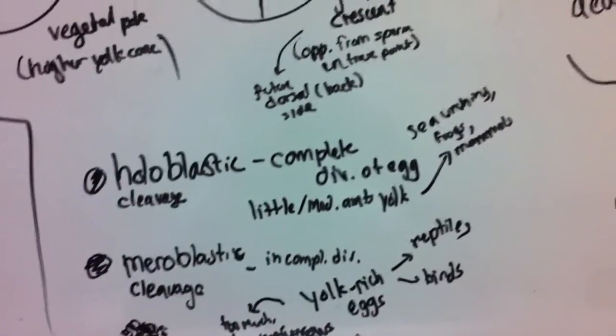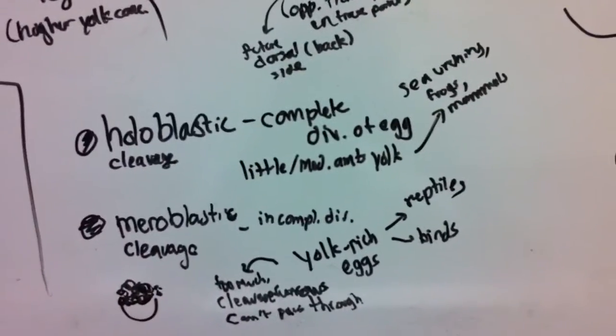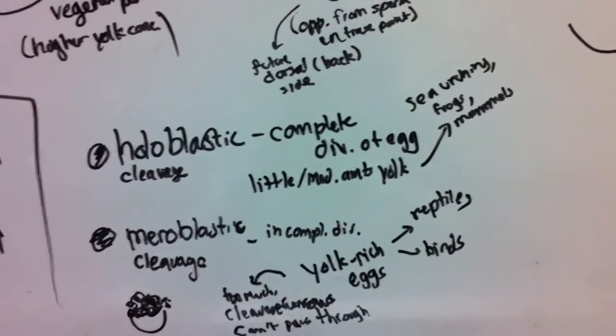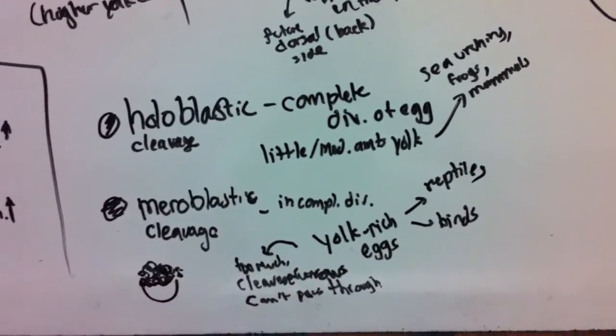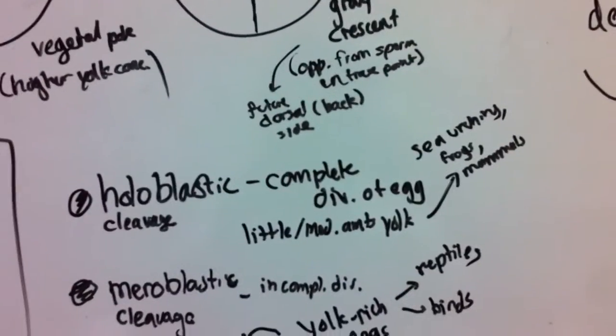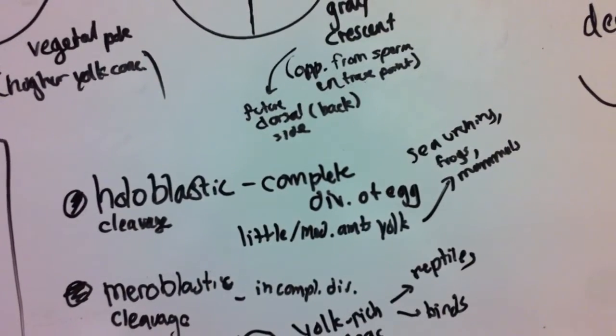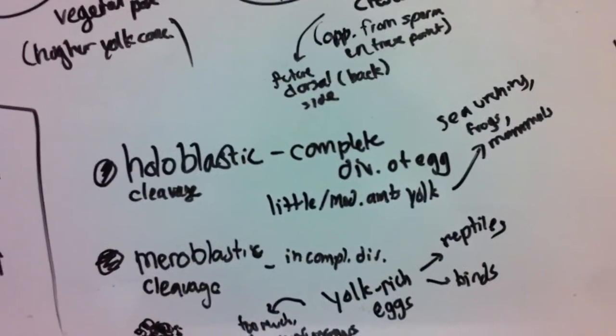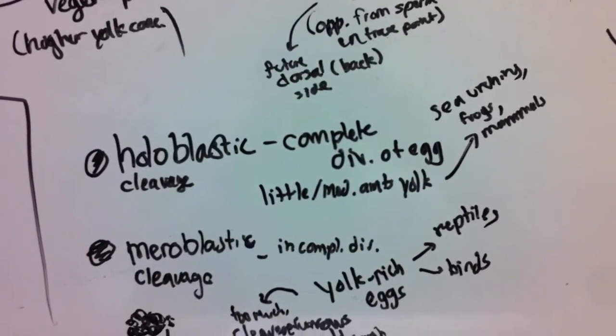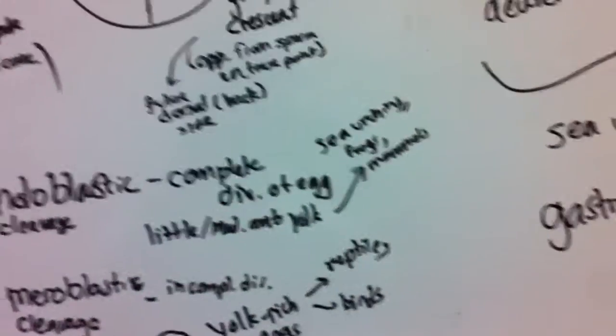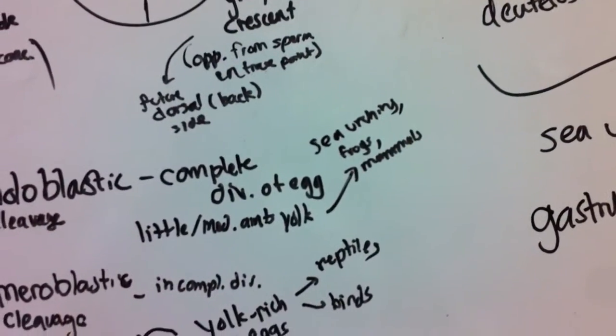Also, there are different types of cleavage. There's holoblastic cleavage and meroblastic cleavage. Holoblastic cleavage is a complete division of the egg, like in this case, and it occurs in animals where there's little to moderate amounts of yolk. This includes sea urchins, frogs, and mammals.